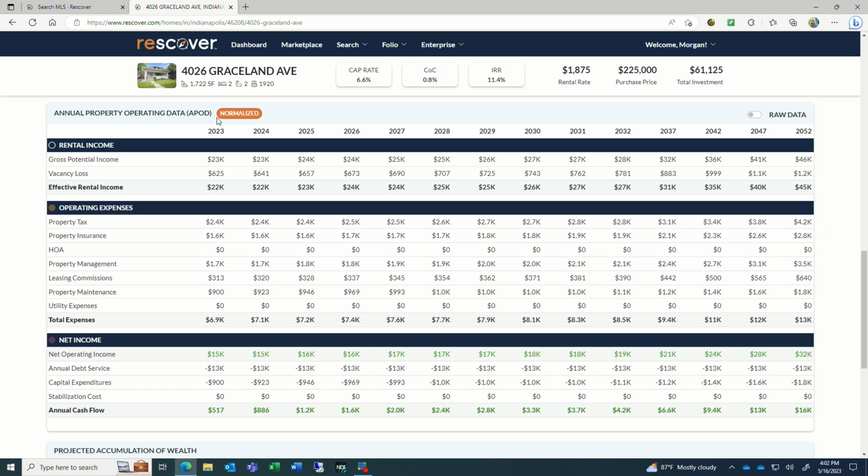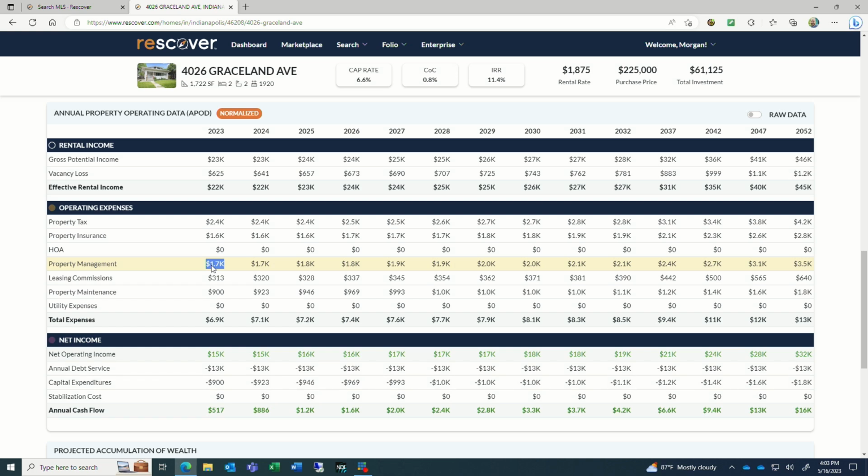The software is picking up from the tax assessor that it's $2,400 of annual property tax. We're going to say that's accurate, and it's also given us $1,600 for property insurance. That seems realistic on a rental house that's $225,000. We're not getting any HOA info, so we got that as a zero. But property management, I do have this configured for an 8% property management fee.